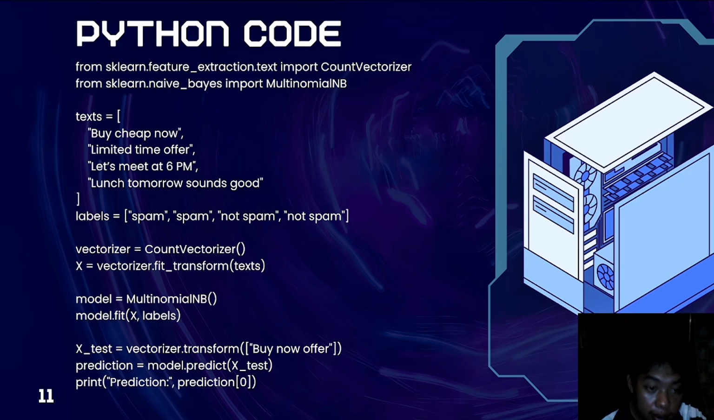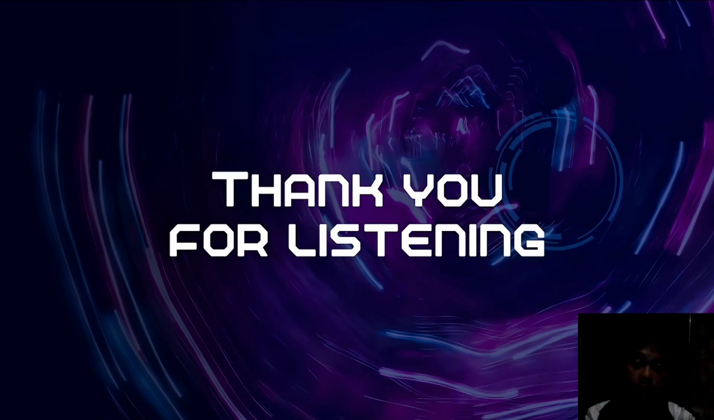In the code, MultinomialNB creates our naive Bayes classifier, and fit trains the model. We then transform the new message into the same format. The last step is the prediction. The predict gives us the output of the class, either spam or not spam. Thank you for listening, guys.